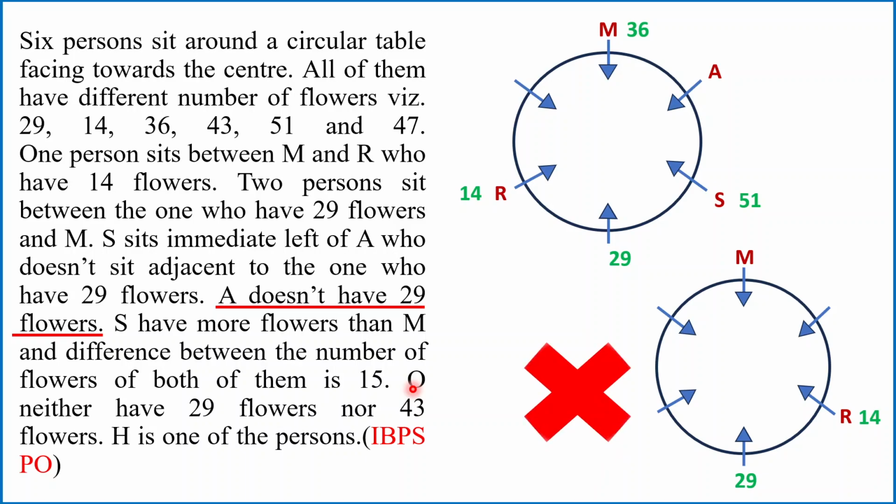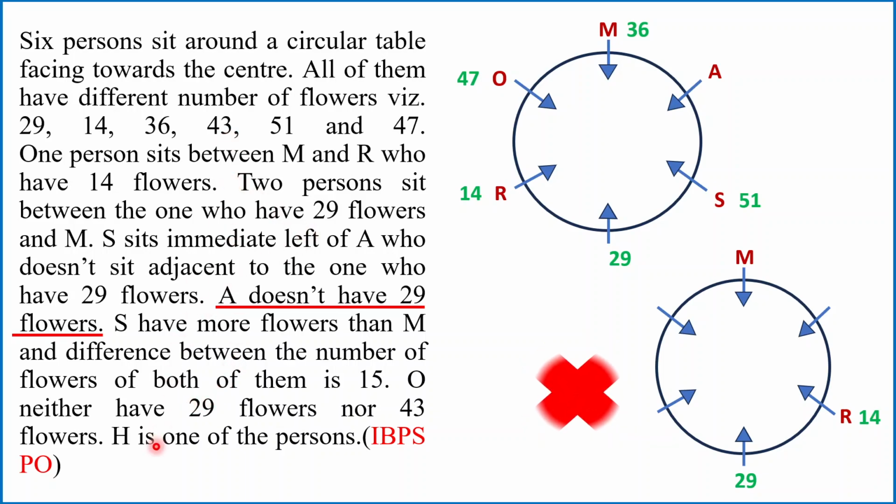Now next, it is given that O has neither 29 flowers nor 43 flowers. So we cannot place O here, because O is not having 29 flowers. We have to place O at this position. Since O is not having 29 or 43 flowers, O will be having 47 flowers. Out of the given numbers, only 43 is left, so A will be having 43 flowers.